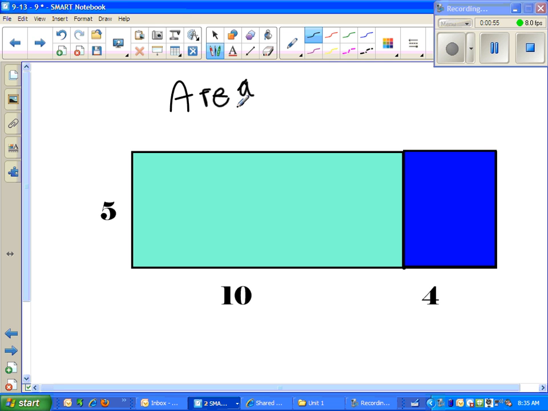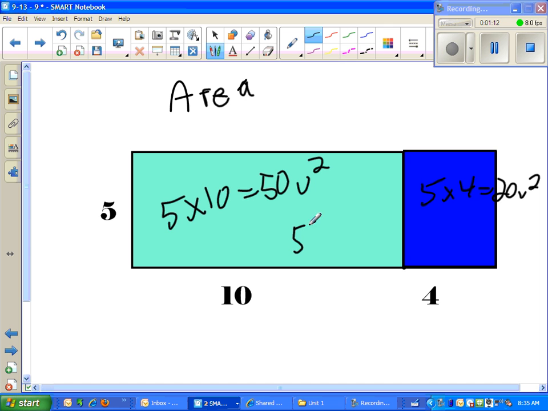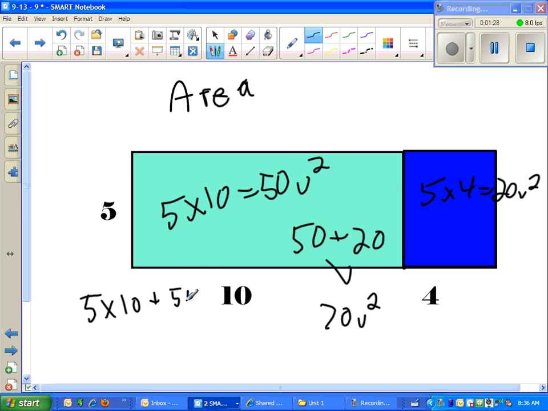Oh, you could do this a bunch of ways. I could do 5 times 10, and then I could do 5 times 4, and then add those together. Boom. Area of this is 70 units squared. So in other words, I could do it like this. 5 times 10 plus 5 times 4.